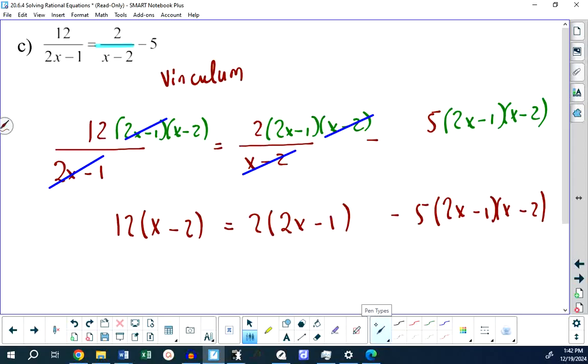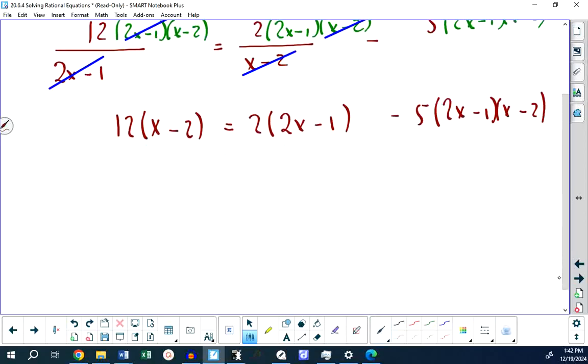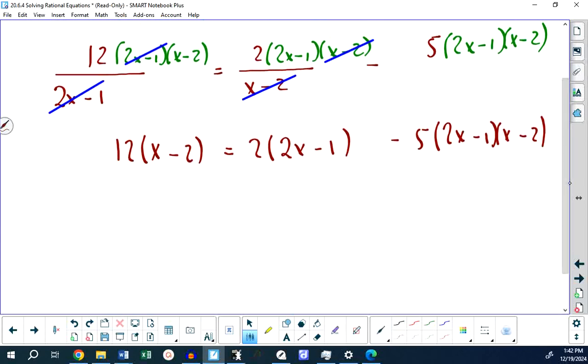So 12 times x minus 2, I'm just looking up here and double checking, equals 2 times 2x minus 1 minus 5 times this. 5 times 2x minus 1 times x minus 2. So 12x minus 24 equals 4x minus 2. Okay. So I'm going to write some stuff here. You don't have to write it, but you might want to.